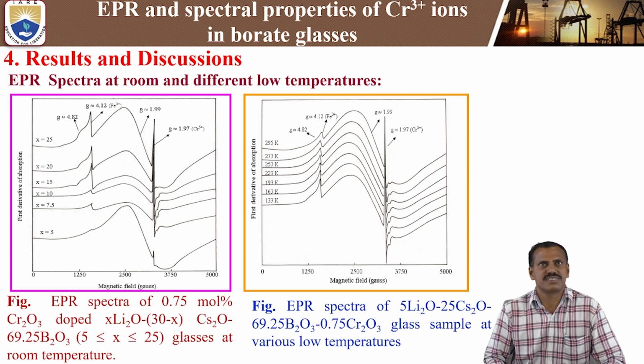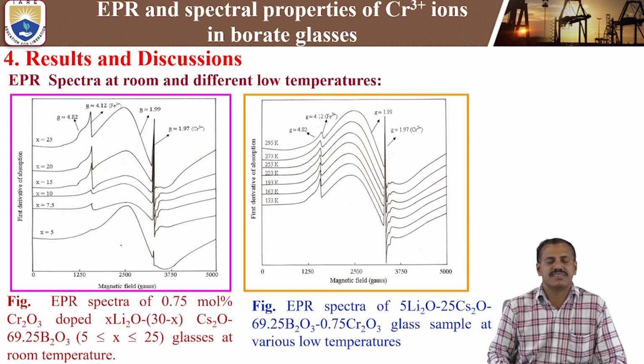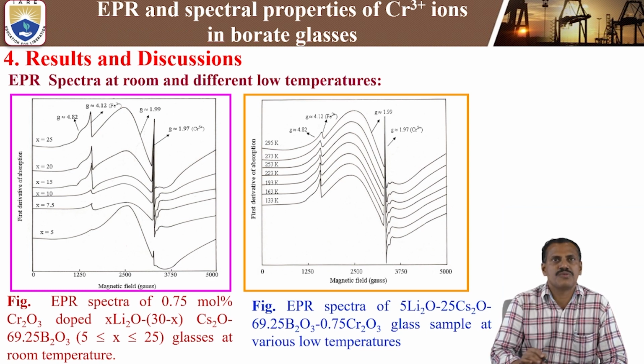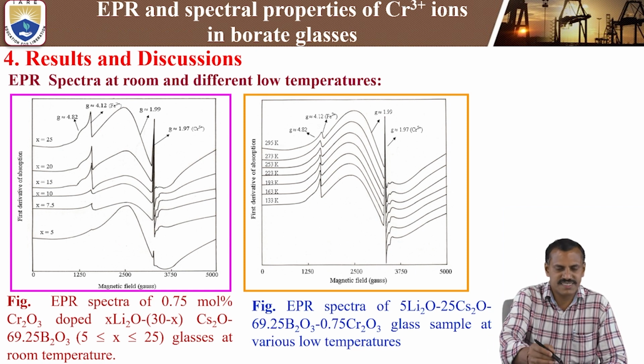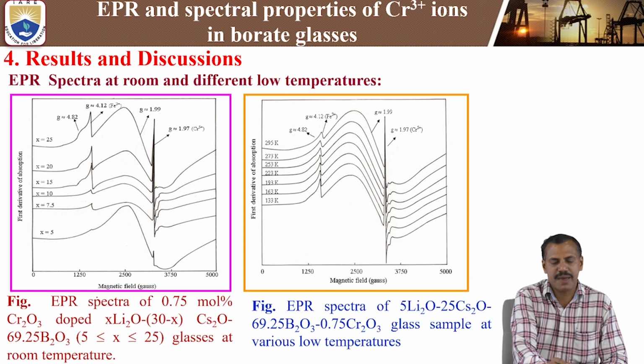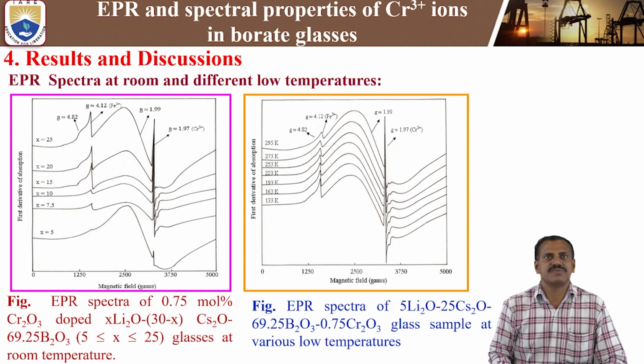First, we discuss the first measurement, the EPR, electron paramagnetic resonance spectra, at room temperature as well as low temperature. The first spectrum is the EPR spectrum of 0.75 mole percent chromium 3+ doped lithium cesium borate glass at room temperature. Here the x-axis is the magnetic field in gauss, and the y-axis is the first derivative absorption curve.